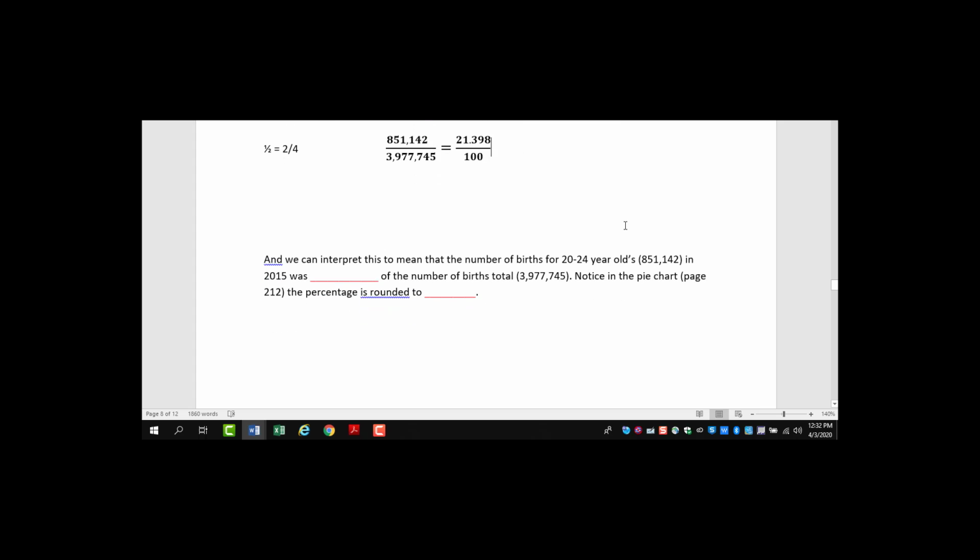So how can we interpret this? We can interpret this to mean that the number of births for 20 to 24-year-olds, which is that number, in 2015 was 21.398% of the number of total births. In the pie chart, they rounded it to 21.4%.